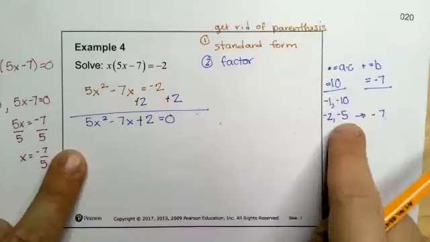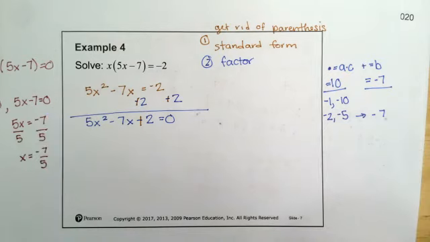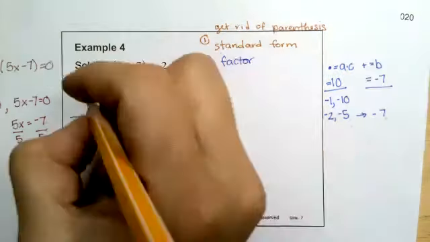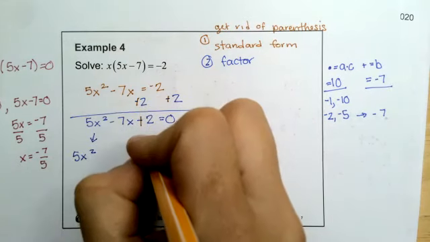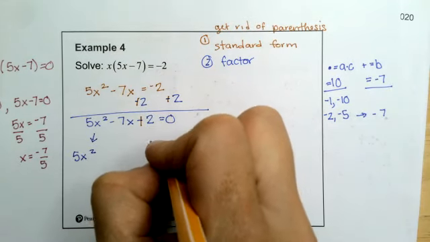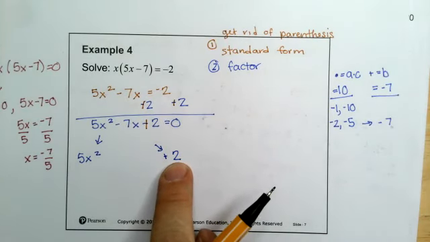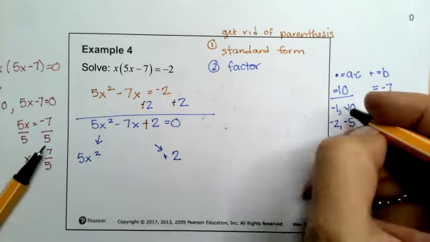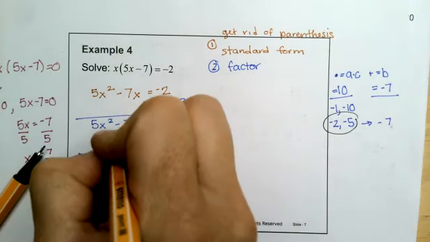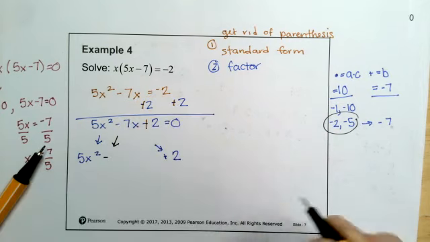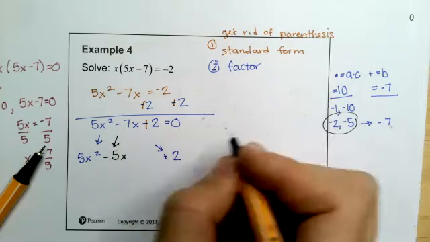So because a was not 1, a was a 5, right? That means that my a comes down and my c comes down, and then my b is split into the -2 and the -5. So -7x becomes -5x, looks easier to work with the 5x, and -2x.